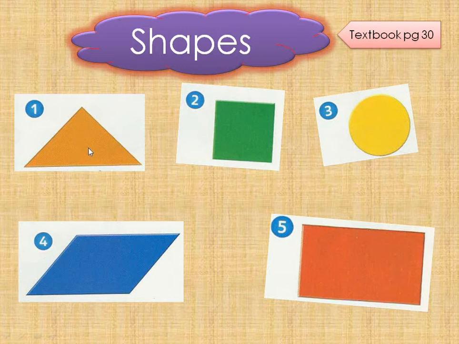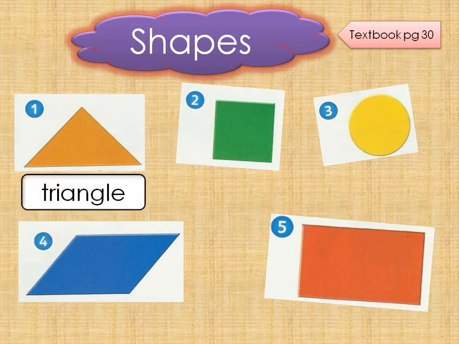Let's look at number 1. What shape is this? Apakah bentuk ini? Okay, what shape is this? Does it look like a sandwich? Does it look like a pyramid? Yes, this is a triangle. Triangle. So what is the color of this triangle? It is orange. So this is an orange triangle. Okay. Segitiga yang berwarna oranye. Bentuk dia segitiga. Warna oranye ataupun jingga.